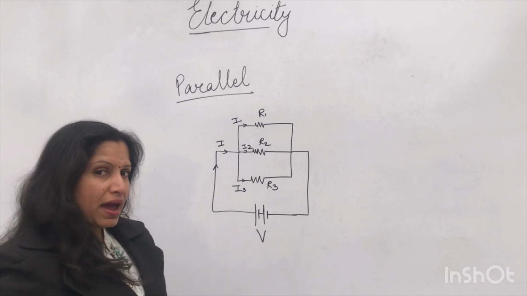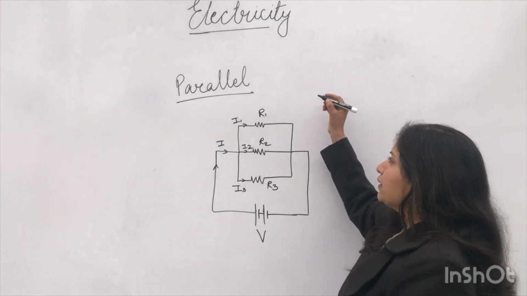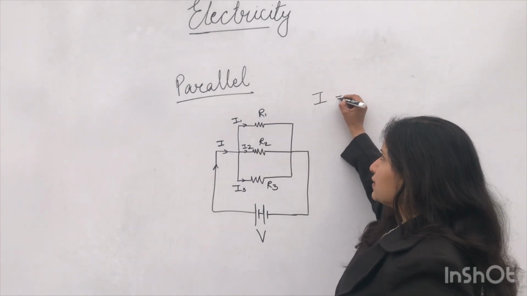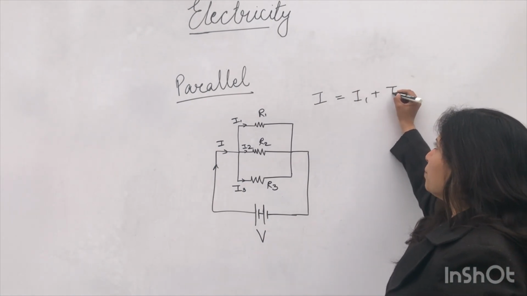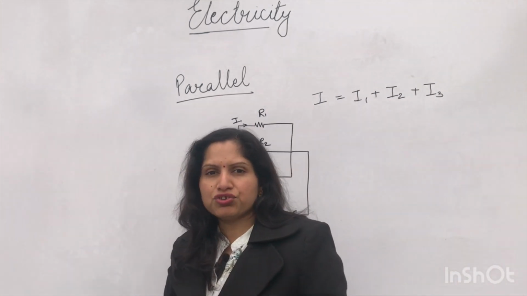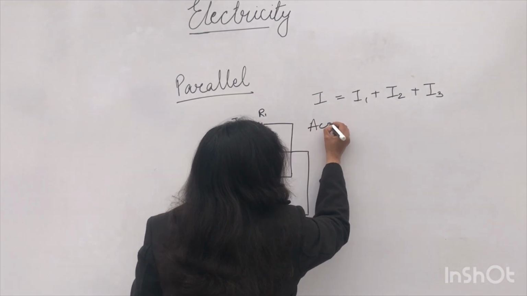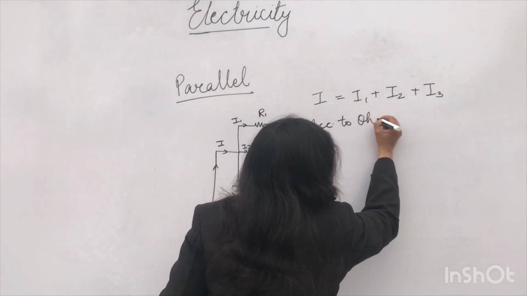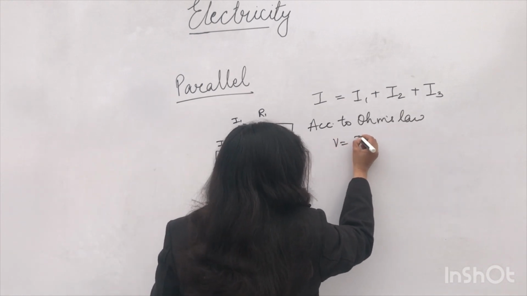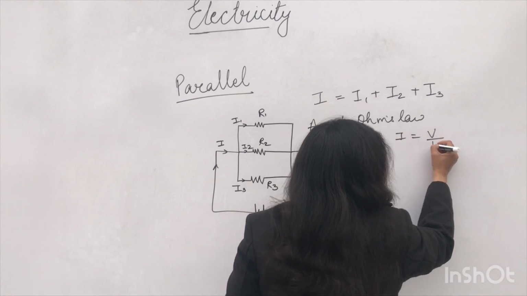So, in case of parallel combination, what we will write while deriving the equation is that the total current in the circuit gets divided into parts. So, the total current is equal to the sum of the individual currents. Now, according to Ohm's law, we know that V is equal to IR. This implies that I is equal to V upon R.